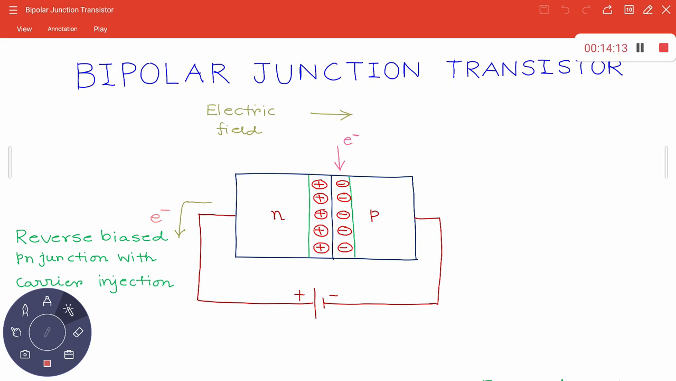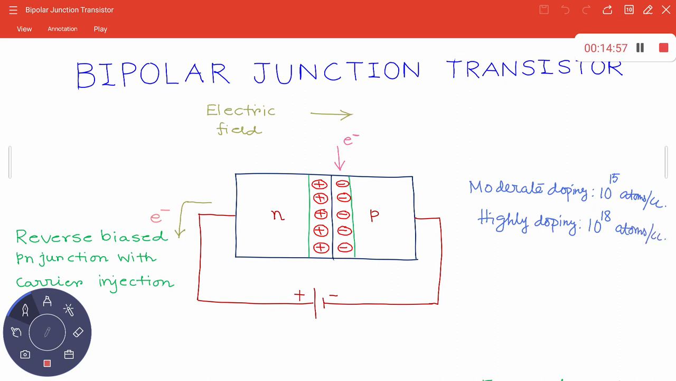Okay. And there is one notion which is called heavily doped. Heavily doped means what? We designate heavy doping by N plus or P plus. When I call it N, N means moderately doped. Moderate doping means 10 to the power, say, 15 atoms per cc. And if I call it highly doped or heavily doped, that means, say, 10 to the power, let it be 10 to the power 18. Okay, that means 10 to the power 3 times more.